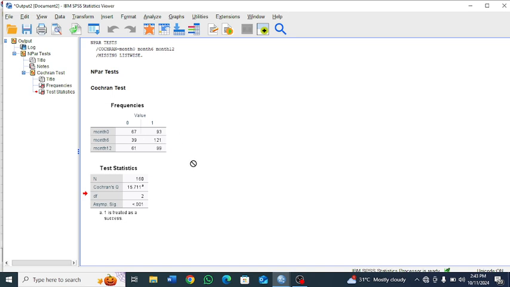So in that case, it might be possible that the therapy might have worked somehow at month 6, but could not at the end of the therapy. But further analysis can be done to determine where the difference lies. The Cochran's Q just tells you that there is a difference in the distribution between the categories. So this is how the Cochran's Q test is performed in SPSS.